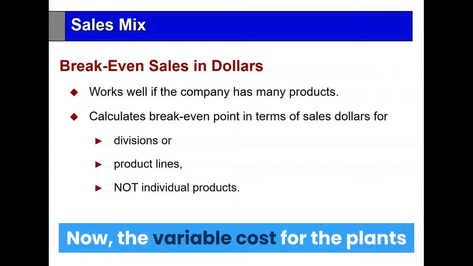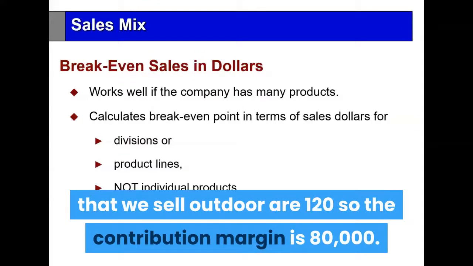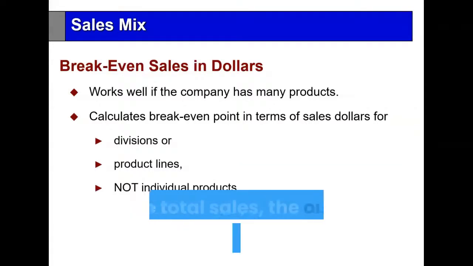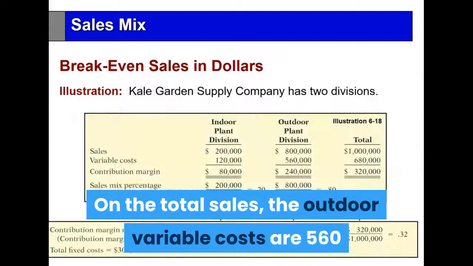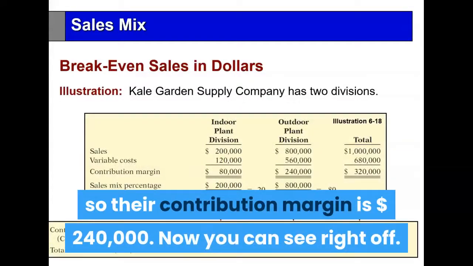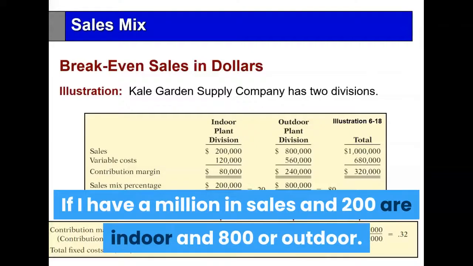Now we can look at breaking up that company into divisions, or we can look at it in product lines, but we're not looking at it in sales dollars. It's too difficult to come up with a contribution margin for each product individually. So we do it by divisions. So let's take a company here that has two divisions, a garden supply company. And the information is such: we have an indoor plant division and an outdoor plant division.